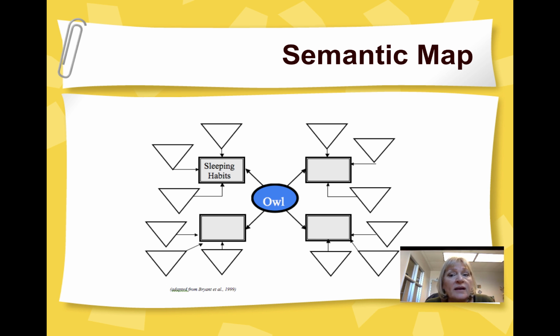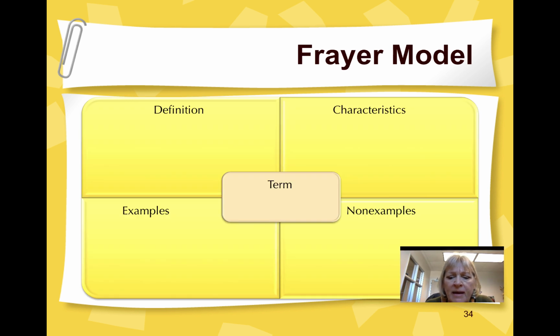What are some ways that people teach vocabulary? Semantic maps. So let's say that we have an owl and we might think about what are their sleeping habits? What are their eating habits, right? How do they interact with other owls and other animals? And then we can build off of that. I'm sure all of you have at some point or another used a semantic map.